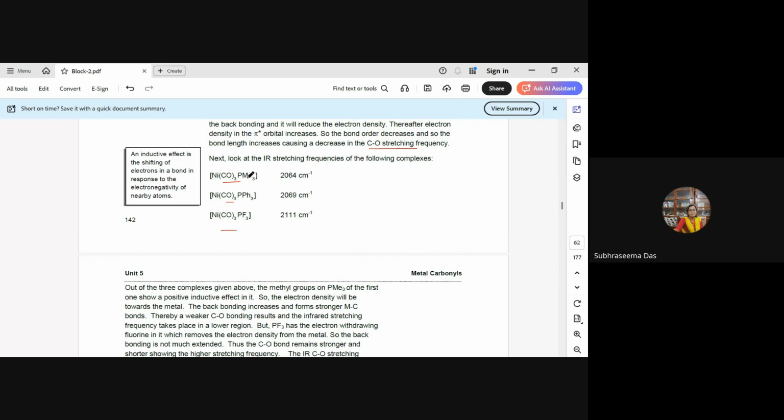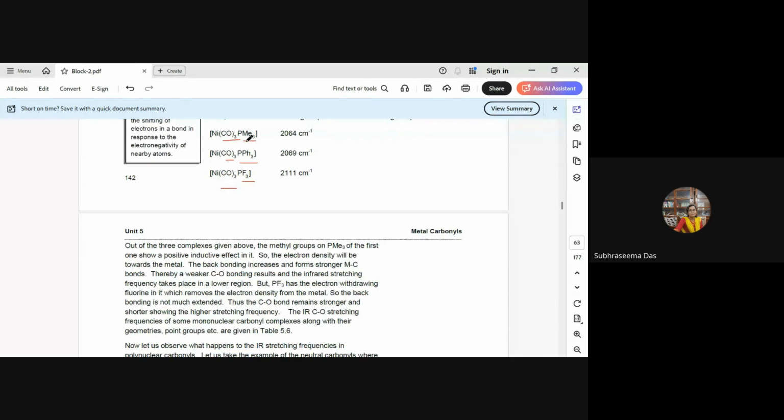but the other ligands, that is PMe3, PPh3, and PF3. So you see three different ligands have been attached here, but the other remaining the same. So here in this case, we see the CO stretching frequency is different in the different cases. So what do we see?